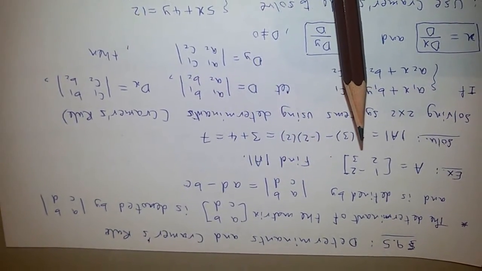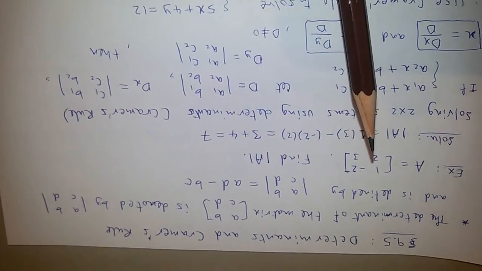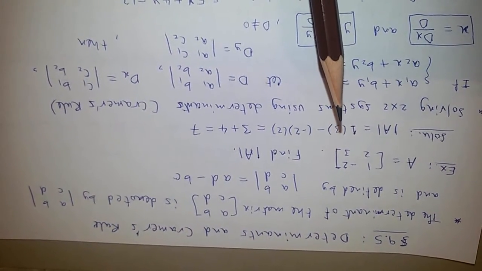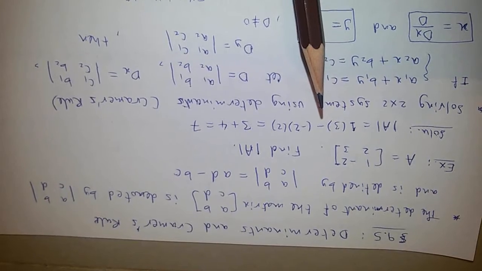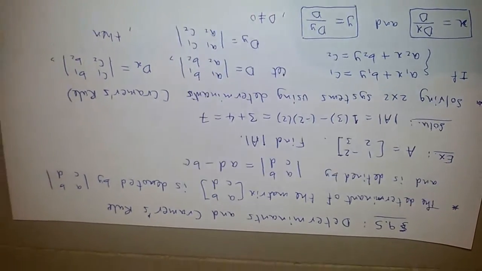For example, this is a matrix A. What is the determinant of A? It is 1 times 3 minus negative 2 times 2. So the result is 7.